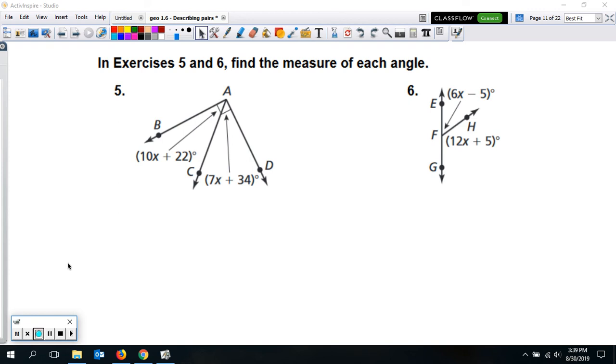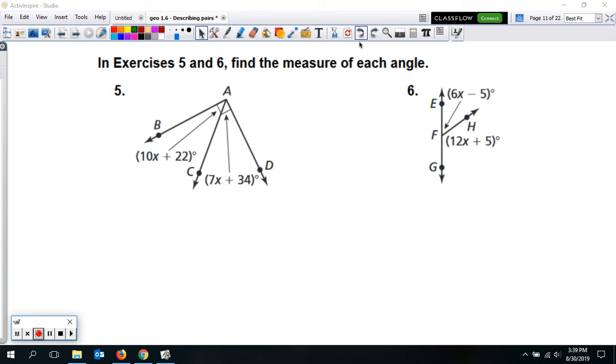All right, so in problem 5 and 6, it says find the measure of each angle. Obviously we can know the measure of the big angle right here. It shows us it's 90 degrees. We don't have to find the measure of BAD. What we want to find the measure of is inside here on each of these sides where the expressions are. So if this is a 90-degree angle, these are going to add up to 90 degrees. They are complementary, so they're going to add up to 90. You can see it's a 90-degree angle there.